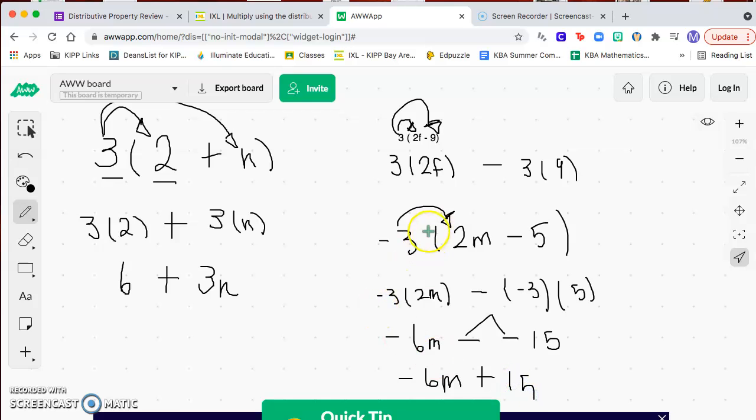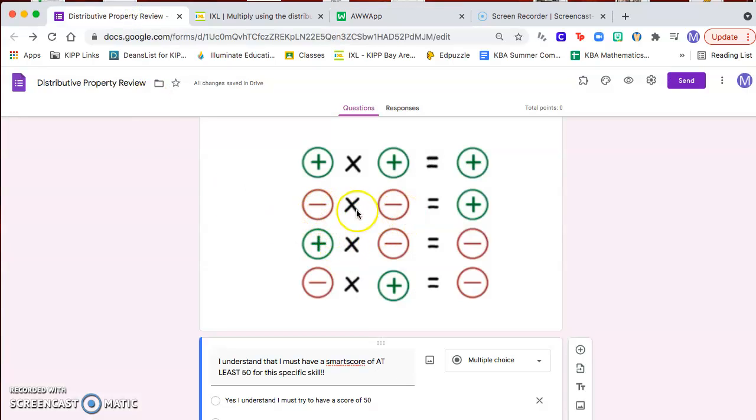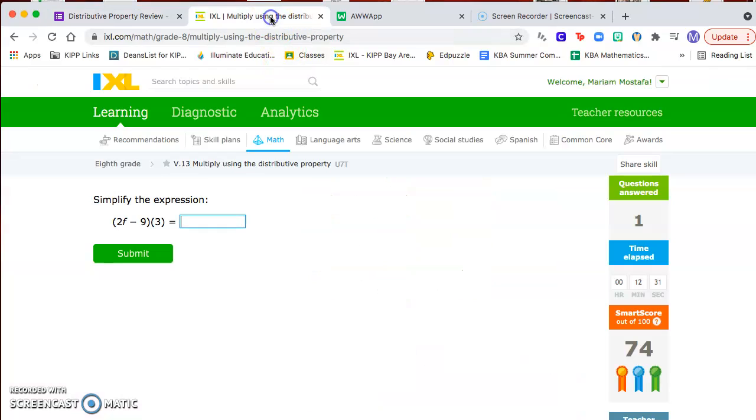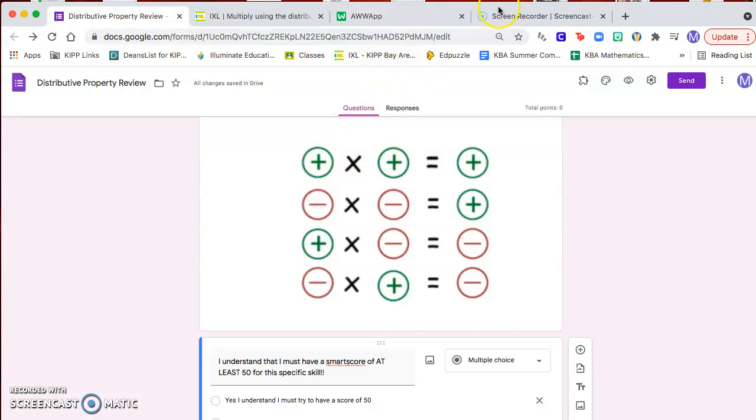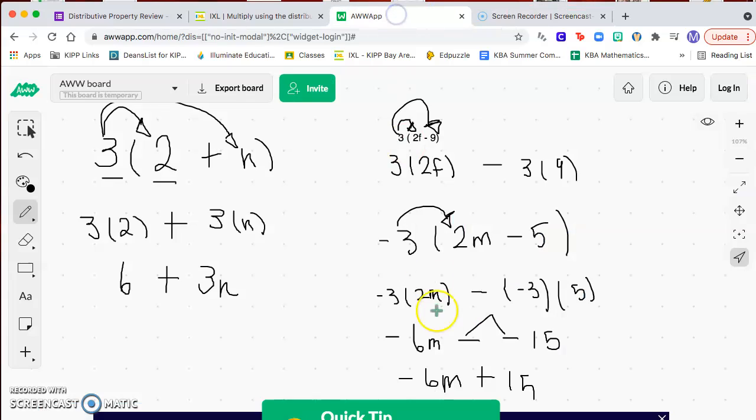So what you'll notice is if I'm multiplying a negative with a negative, it will become a positive, and that's something that you see here. Two negative signs being multiplied together gives you a positive. So it's really important to remember that you have the rules here to use, so you make sure that you get the answer correct.